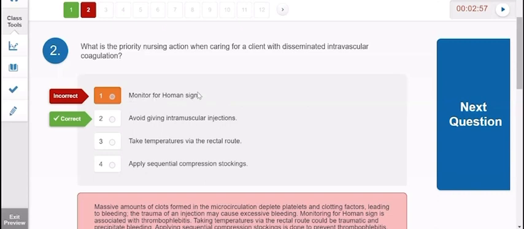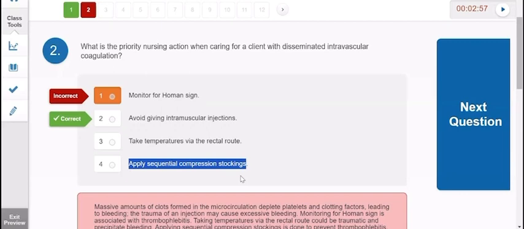Isn't a Homan sign a blood clot? And isn't applying sequential compression stockings to prevent blood clots? Because those two are essentially the same thing, you can eliminate them. And now this becomes your priority, because if you give them an injection, you're going to bleed out right now, as opposed to a potential clot. Both of these mean you're looking out for future clots. Applying sequential compression stockings, you're preventing future clots. Do you see what I'm saying? Same thing. And that's an NCLEX rule.